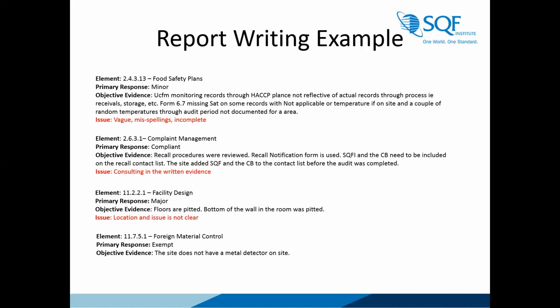And at this primary response, the auditor marked exempt because the site doesn't have a metal detector. And so for us, this is not written to the requirement. The requirement is about foreign material control. And for food safety purposes, having a metal detector is one way to control foreign material, but it's not the only way. So that means that what this auditor said is that this site is exempt from any type of foreign material control just because they don't have a metal detector.